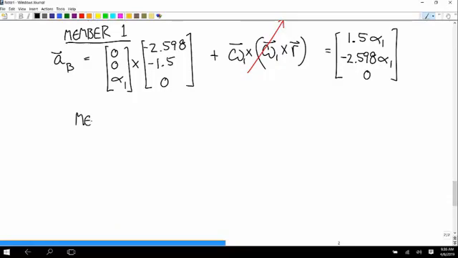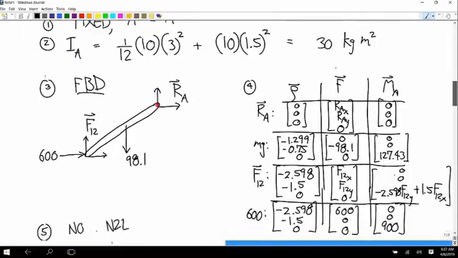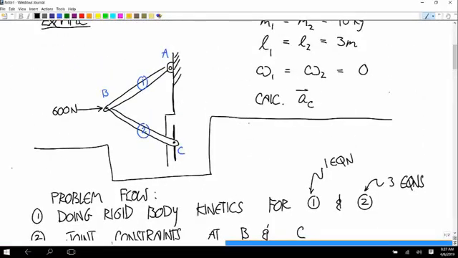And now member 2. This one doesn't have a fixed point, so we're going to have to use relative motion. So the acceleration of B, according to the ground, is equal to the acceleration of B according to the center of mass of 2, plus the acceleration of the center of mass of 2 relative to the ground. And so this says the acceleration of B is 0, 0, alpha 2 crossed with the r vector from the center of mass of 2 to the point we care about.